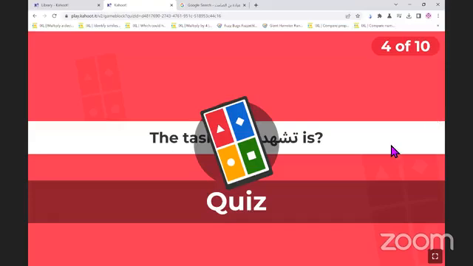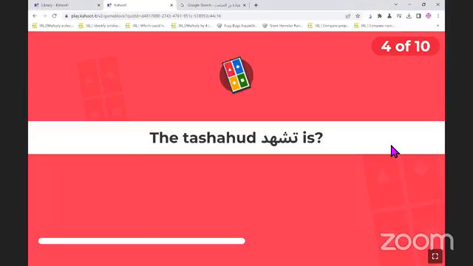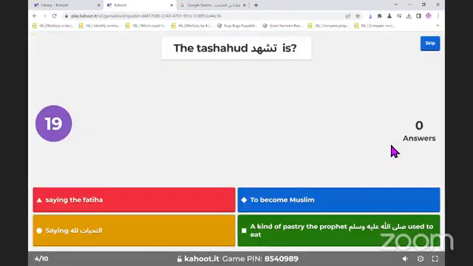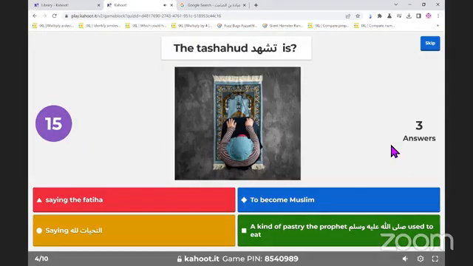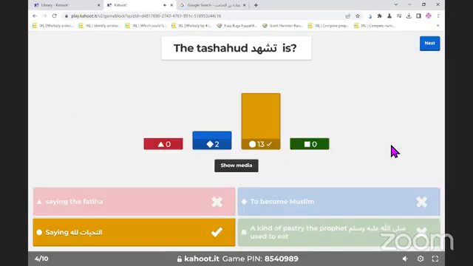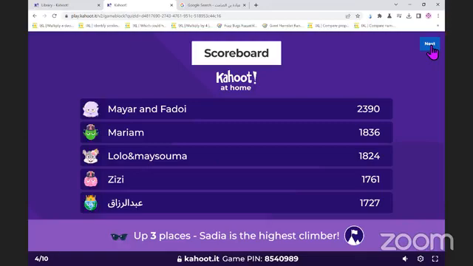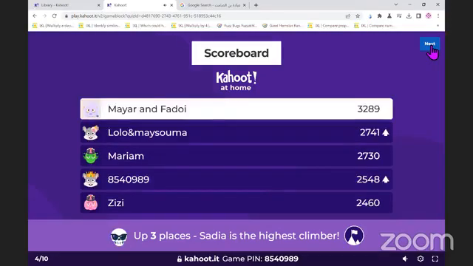The tashahhud is saying the Fatiha, saying at-tahiyyatu lillah, to become Muslim, a kind of pastry the Prophet ﷺ used to eat. Yeah, maybe. Pastry. I'm happy that no one said it was a kind of pastry. If anybody chose a kind of pastry, khalas, I will literally stop teaching and just stay home and cook pastries. Let's move on.